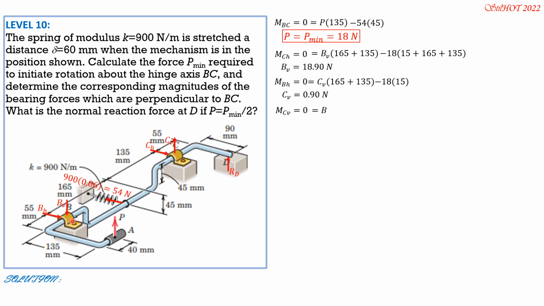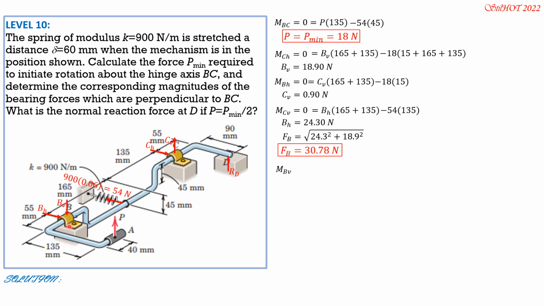So BH times quantity 165 plus 135, then minus 54 times 135. So BH is equal to 24.3 newtons. From there we can solve for FB, the square root of 24.3 squared plus 18.9 squared. So FB is equal to 30.78 newtons.